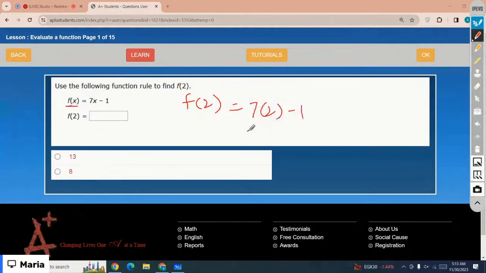So 7 times 2 is 14 and 14 minus 1 equals, yes, that is 13. So that means f of 2 is 13. If you evaluate the function on x equals 2, the value is 13, right? The correct option is 13. Got it?